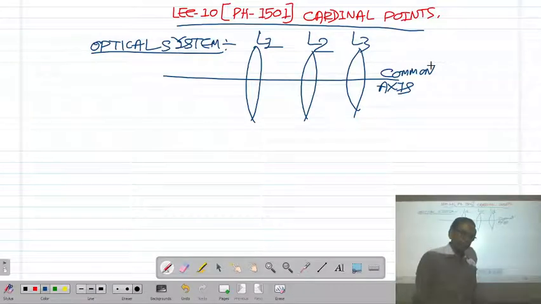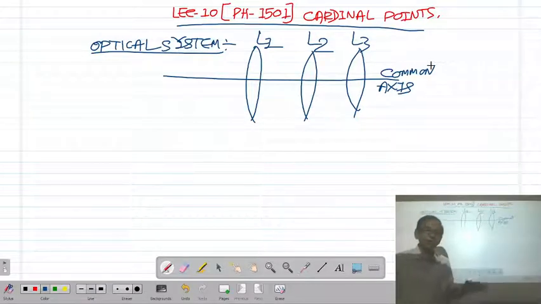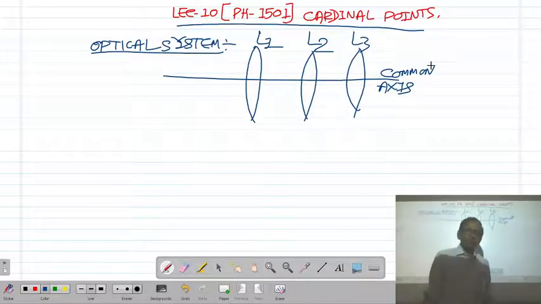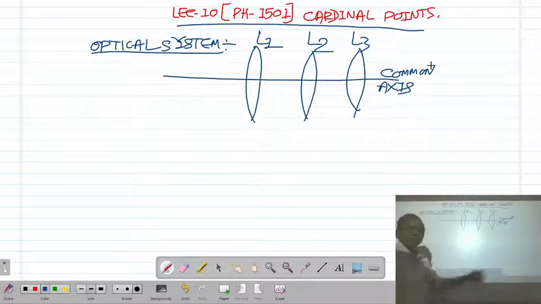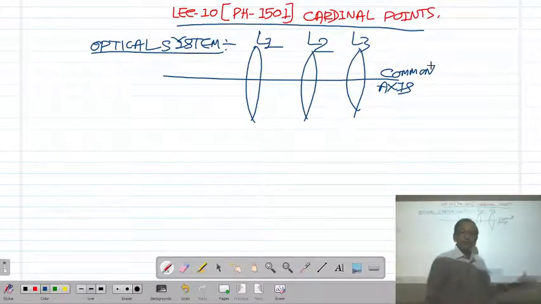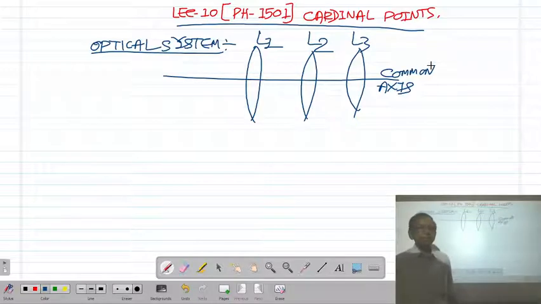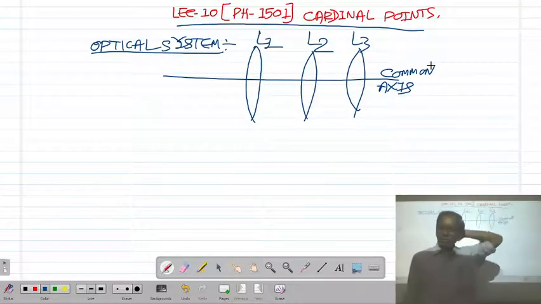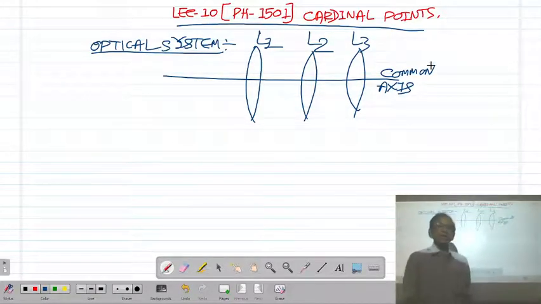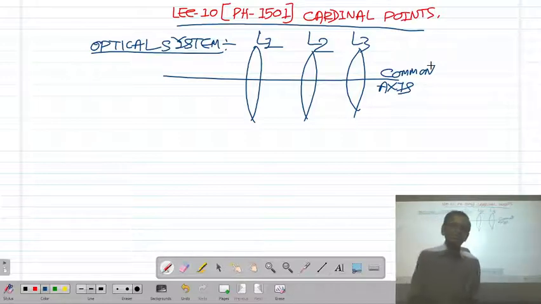You are very much familiar with optical instruments: binocular, camera, spectrometer, telescope, microscope. These are optical systems which consist of more than one lens, having a common principal axis. The image formed by the optical system is fair enough and without any defect.